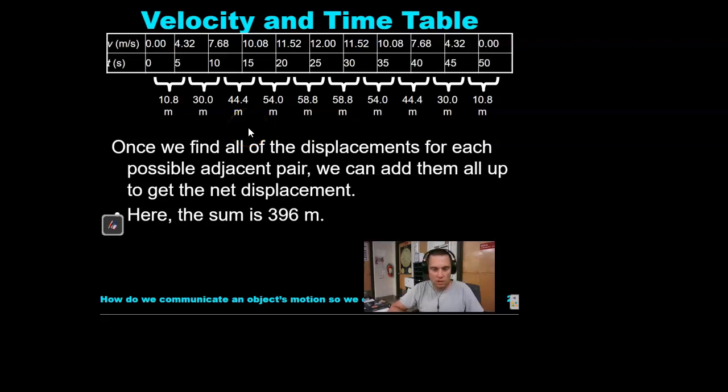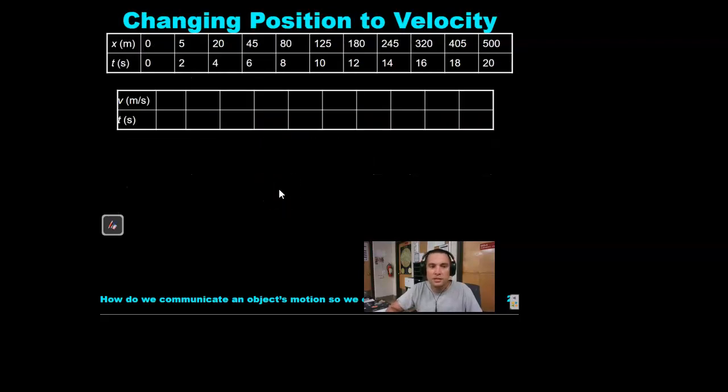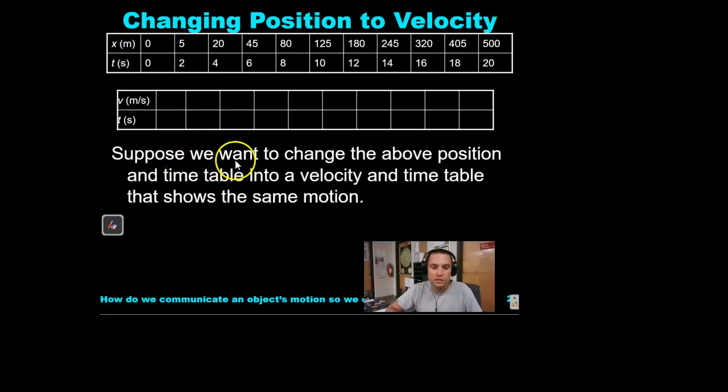Alright, so once we find every single displacement for each possible adjacent pair, we can then add them all up to get our net displacement. Remember, net is all the positives minus the negatives. Here's the sum, 396. Now, to go from position to velocity, suppose we want to change that position in time table to velocity in time table. It shows the same exact motion.